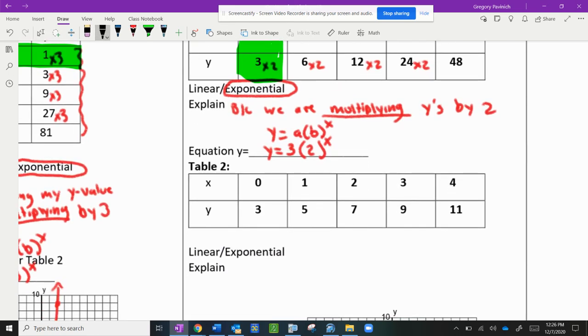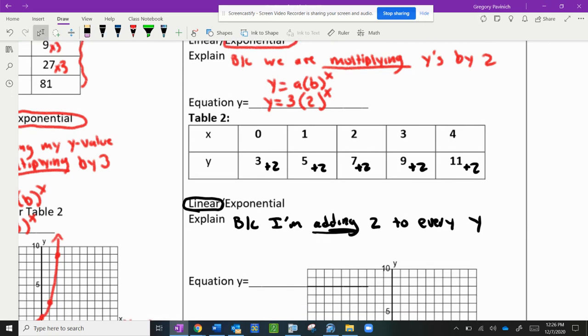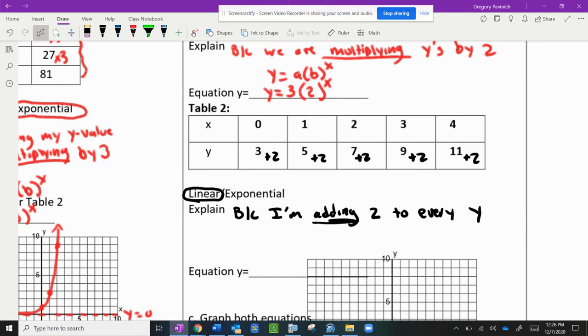So I'm going to start off by adding. So 3 plus 2 is 5. 5 plus 2 is 7. This looks like it's definitely linear, because I'm adding the same amount as my x's are going up by 1. I'm adding 2 to my y. And that's why, because I'm adding 2 to every y, so I'm adding, not multiplying. Okay, and for my equation, I know that my m is 2.